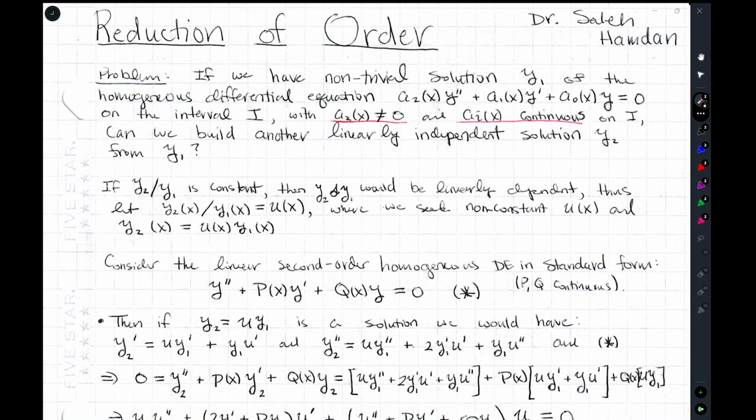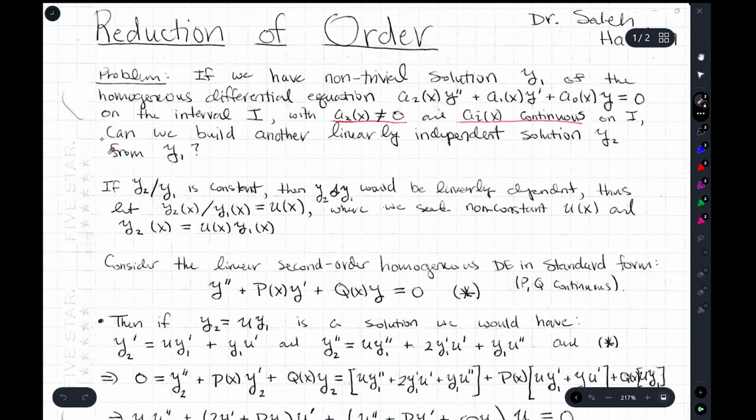And the central question we're asking for this method is, so we're starting with this problem. If we have a non-trivial solution y1, non-trivial meaning non-zero, of the homogeneous linear differential equation that we see here, on the interval I, with of course the standard assumptions that a2 does not equal 0 on I and that the coefficients are continuous on I.